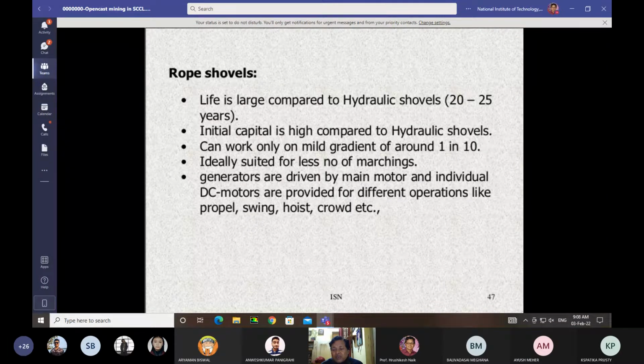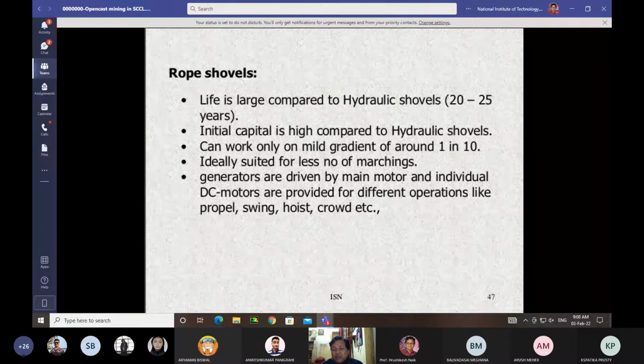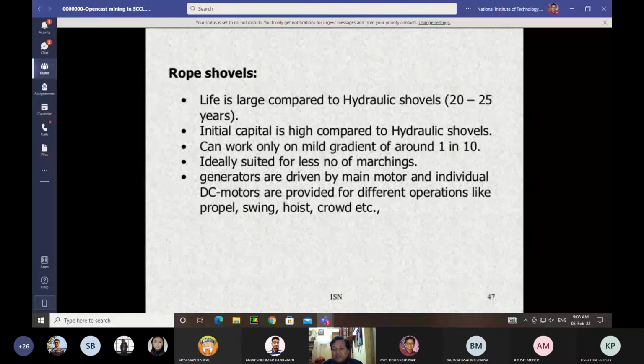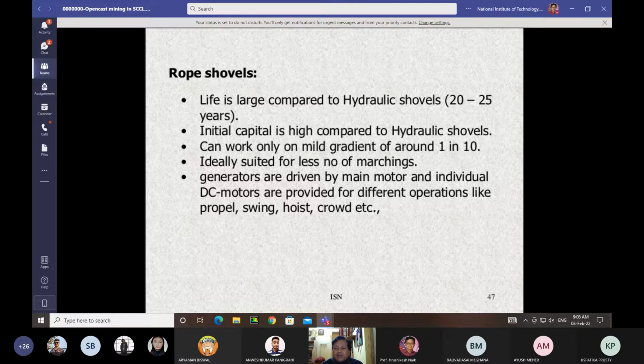So that is the main criteria for selection of the equipment. The size of the equipment will be selected on the basis of the availability of mineral deposits. If there is no mineral to mine after 5 years, then why go for a big machine? It is better to go for a small machine. That is the reason why small size diesel operated machines are used for smaller deposits, for less life of the mine.